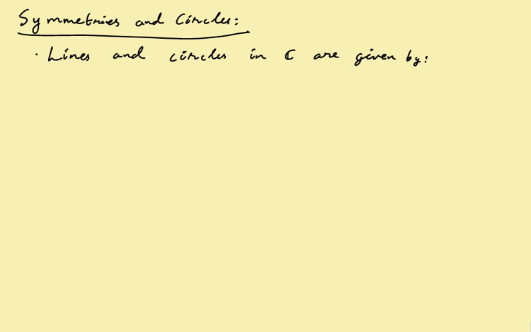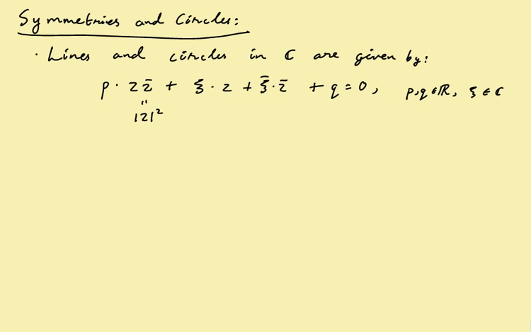Now, lines and circles are all given by an equation of the following form: P times Z Z bar plus some Z times Z plus Z bar times Z bar plus Q equals 0, where P and Q are real, and Z is a complex number. Now this quantity is a real quantity. Okay, so this is a real number, and this quantity is of course mod Z squared. In fact, this quantity is just maybe twice the real part of Z times Z. So this is a nice way of putting the equations. It's a simple exercise to see the usual way of writing the equations of circles.